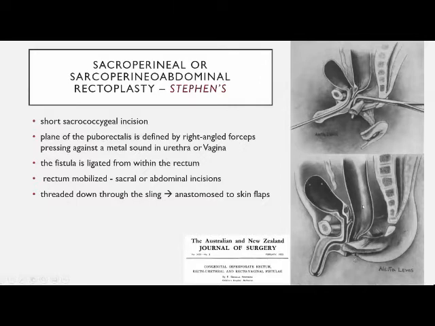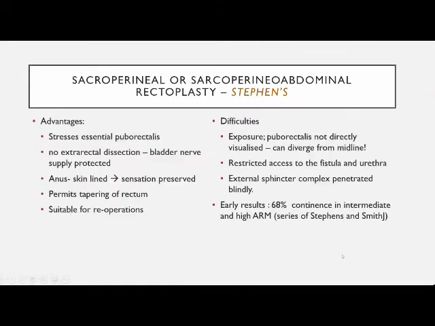So this is how it looks after the procedure. The rectum is mobilized via sacral or, in higher fistulas, via abdominal incisions and threaded down the puborectalis sling, and anoplasty is done. The advantage of this procedure is that it stresses the essentiality of the puborectalis. No extrarectal dissection is done and bladder nerve supply is protected, unlike the Rhodes procedure. The anus is skin lined and hence sensation is preserved. This also permits tapering of the rectum if necessary, and it is suitable for reoperations.